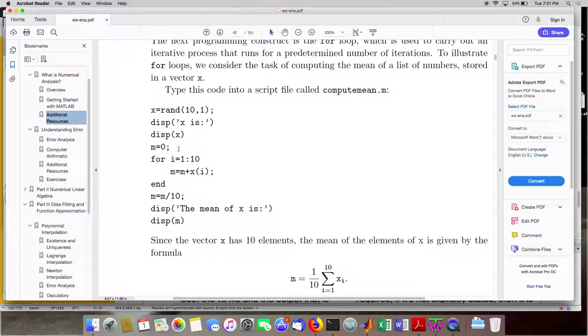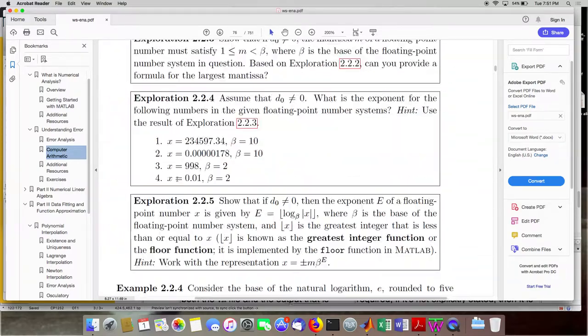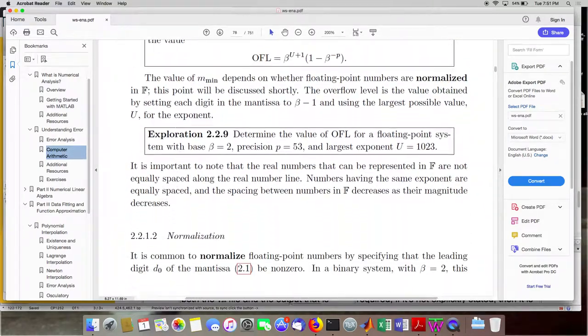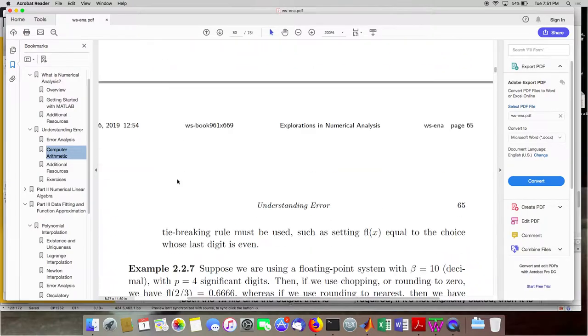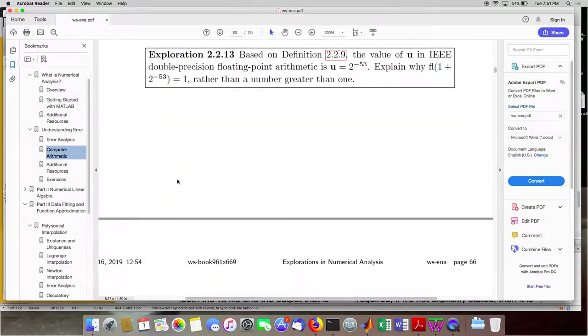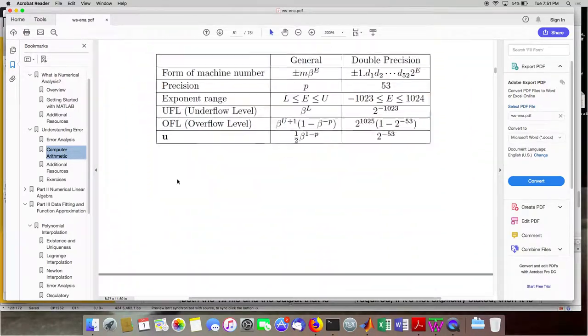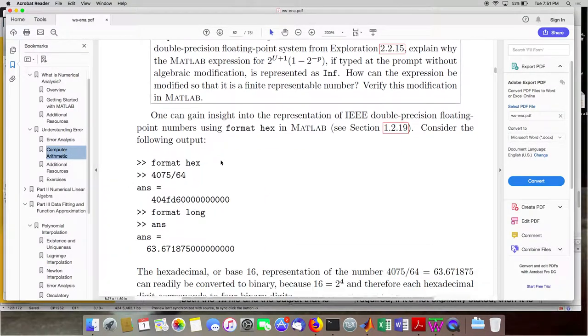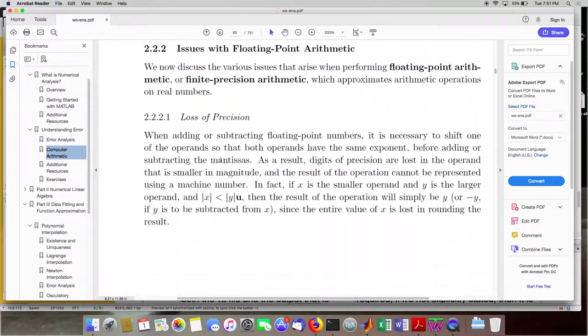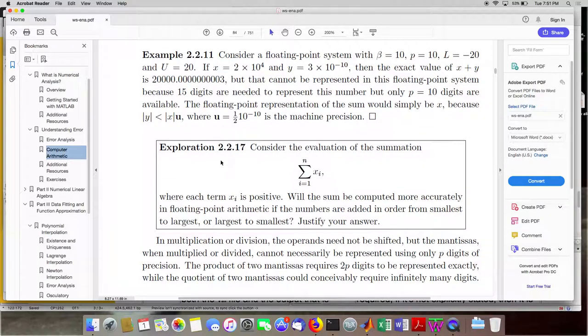Ah, okay. So that really gets to the crux of a problem. I'd recommend looking at the discussion, whether it's in the book or also what I talked about a little in class, about what can happen when you're adding that can lead to loss of precision.